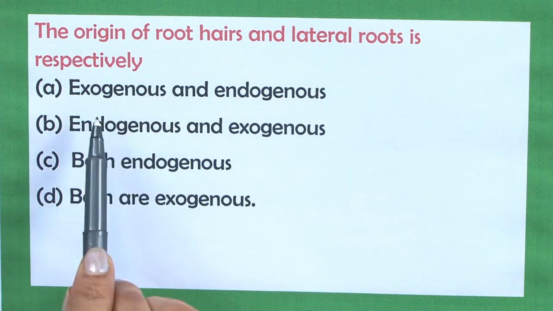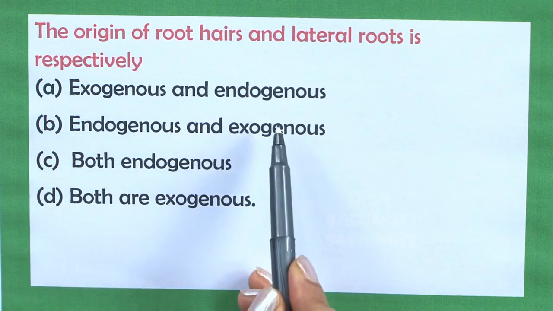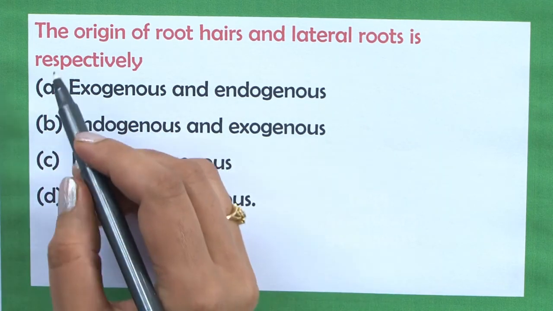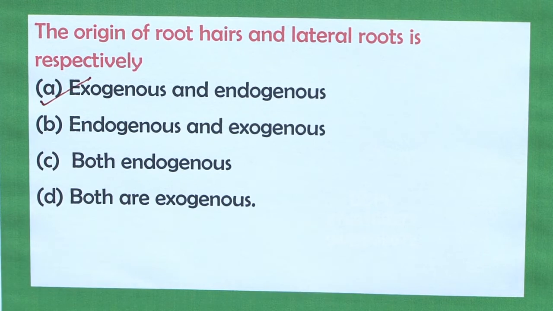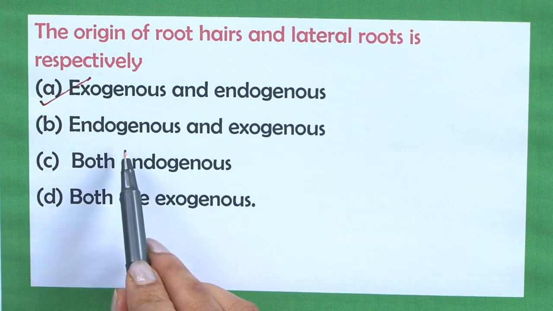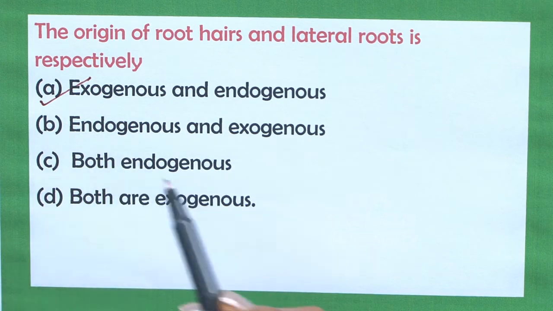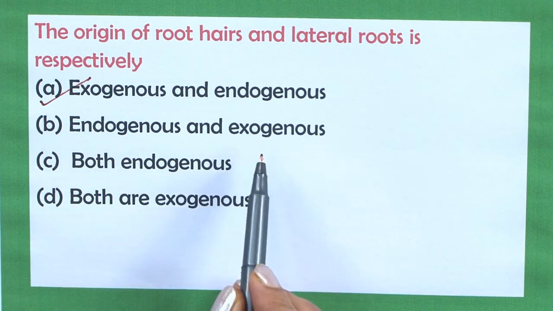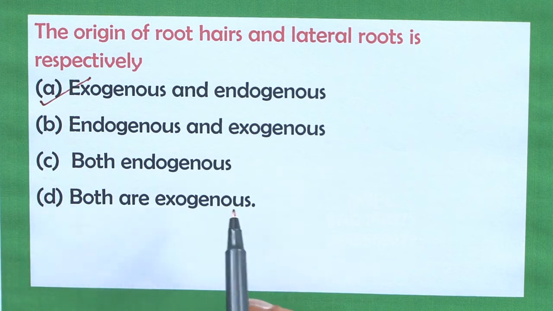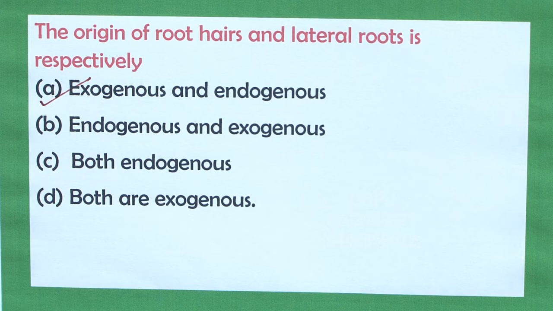So, hence exogenous and endogenous is the appropriate answer and not the rest, because root hair cannot be endogenous. Endogenous is lateral roots and exogenous is the root hairs. So, both endogenous cannot be possible and both exogenous is also not the right answer. However, the suitable or the appropriate answer is option A.